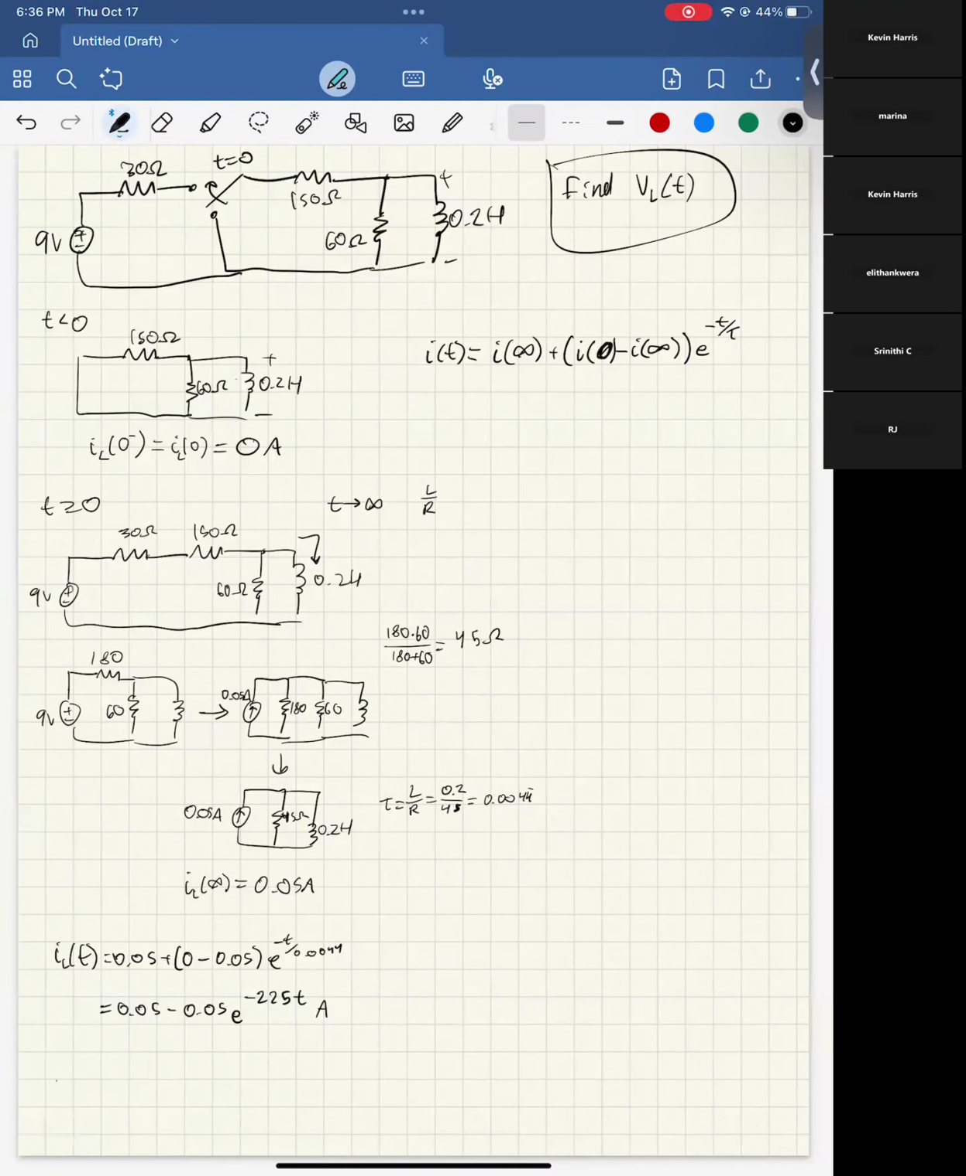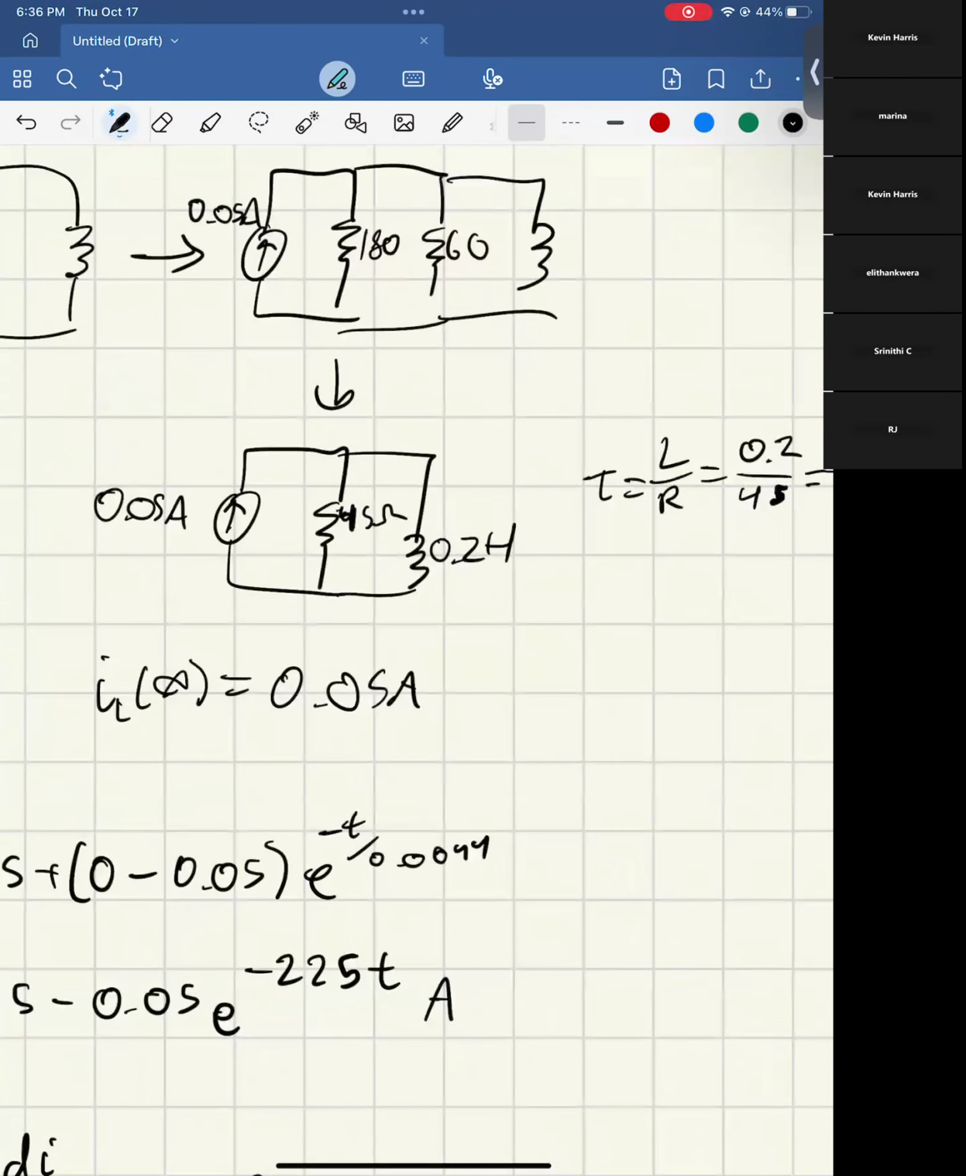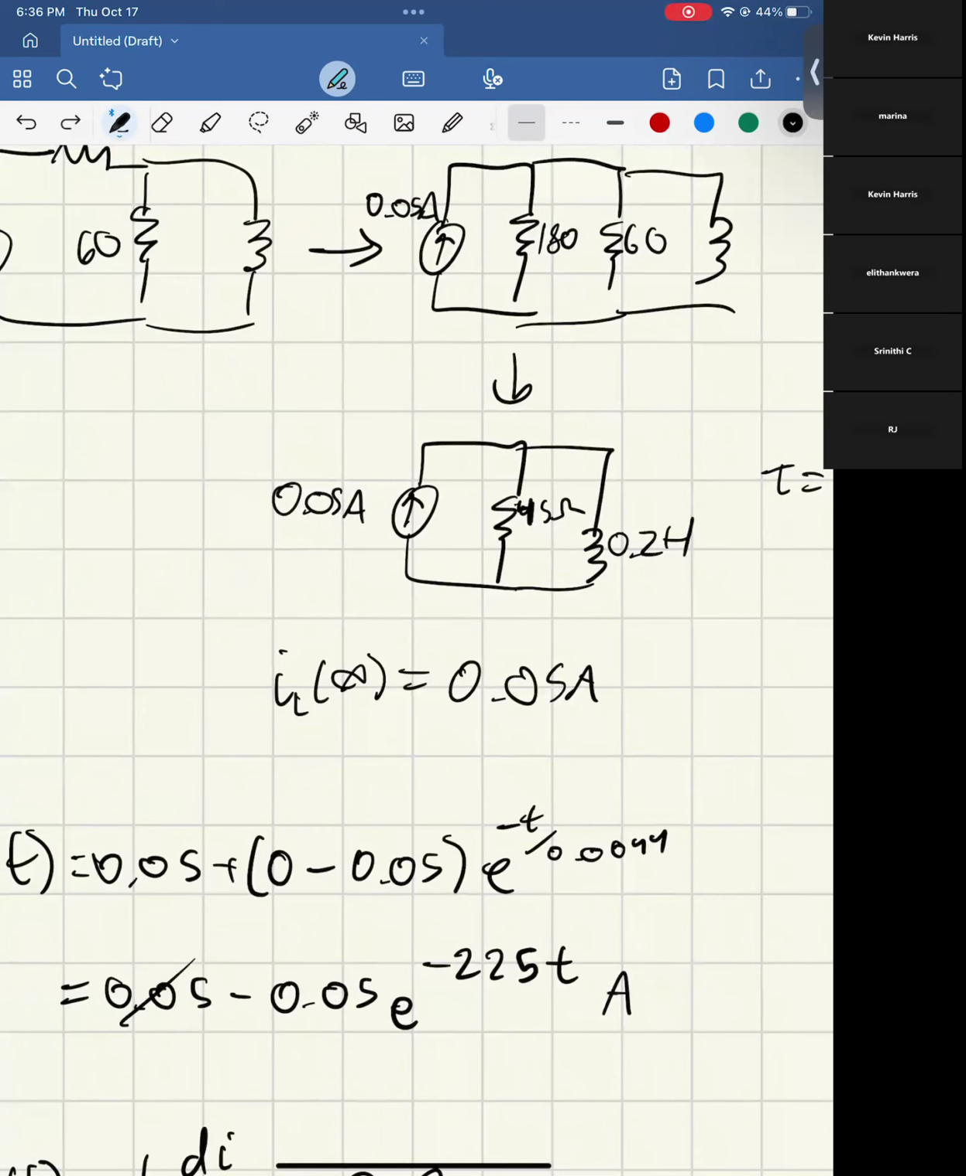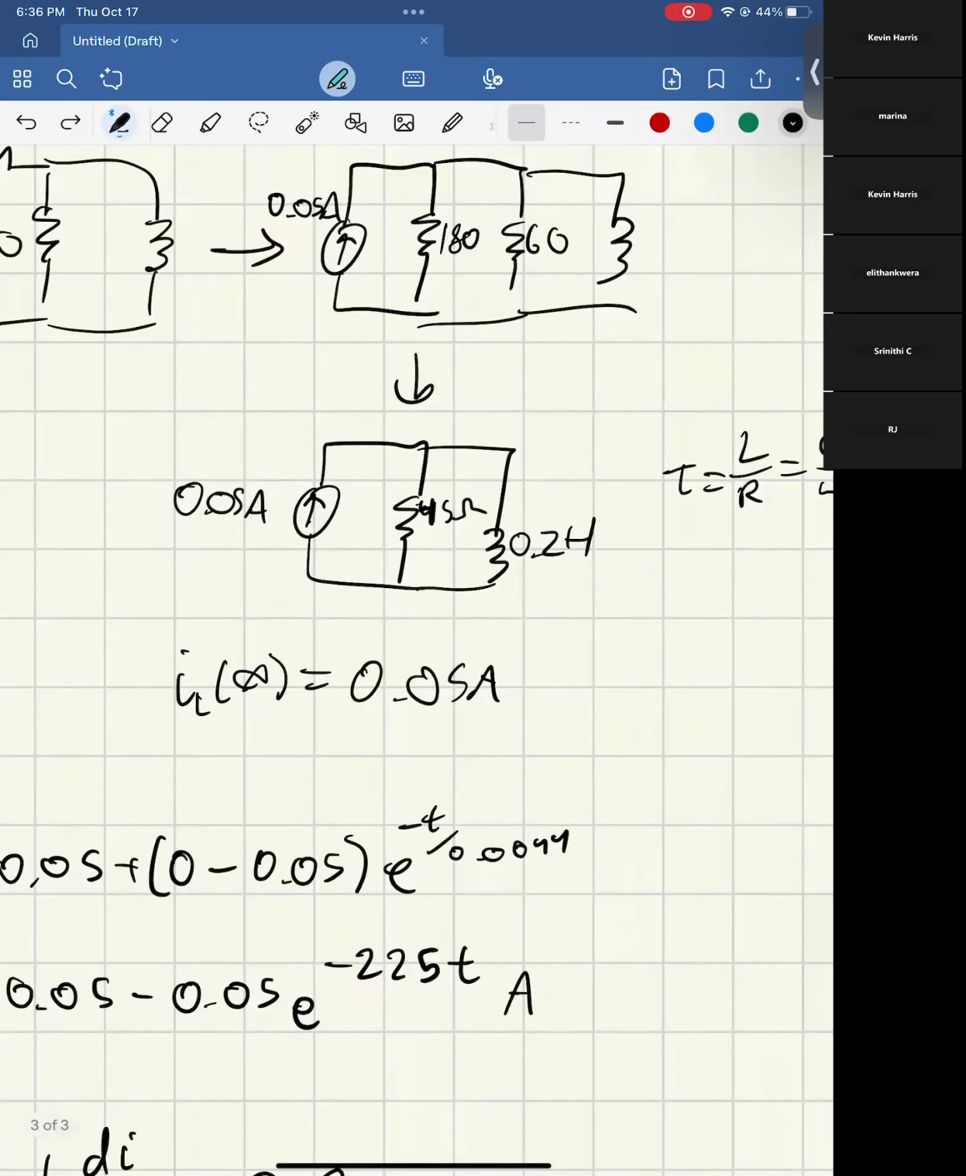So that means VL of t is going to be L, which is 0.2, times the derivative of this. So actually, I'll just write this out real quick. L di/dt equals 0.2. The derivative of this is going to be negative 220. This is a constant, so it disappears. So then it's negative 225 times negative 0.05, which is going to be 11.25, I believe.